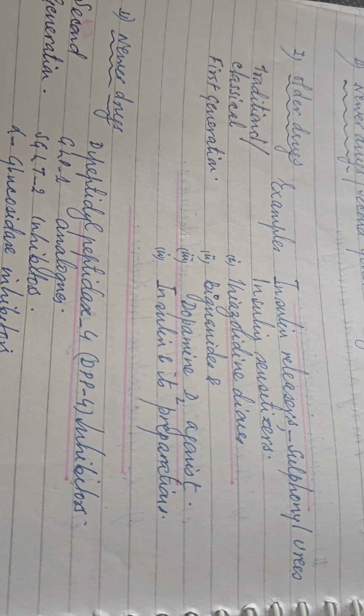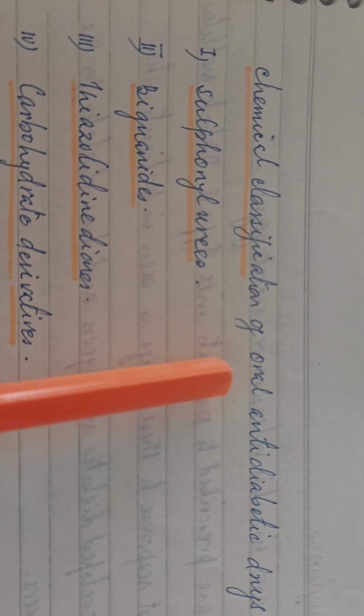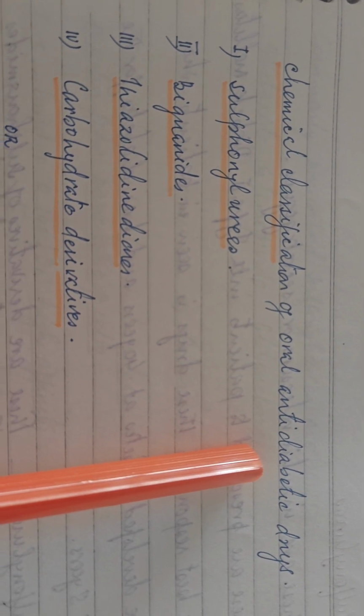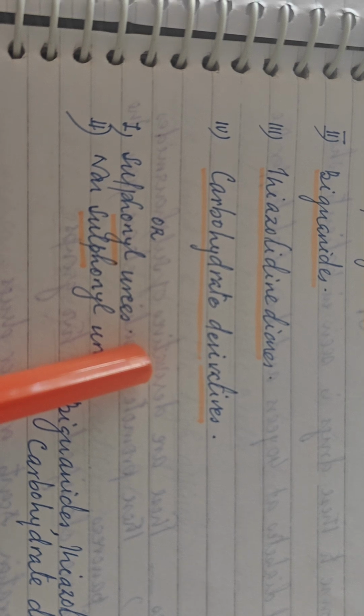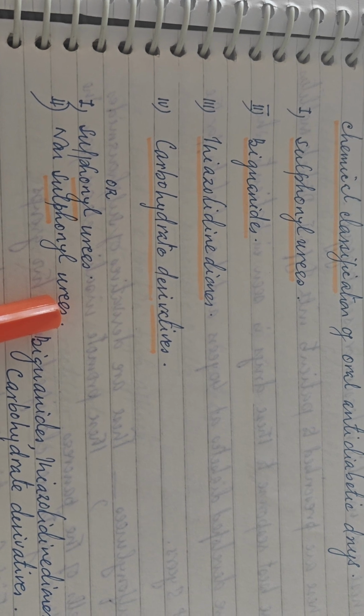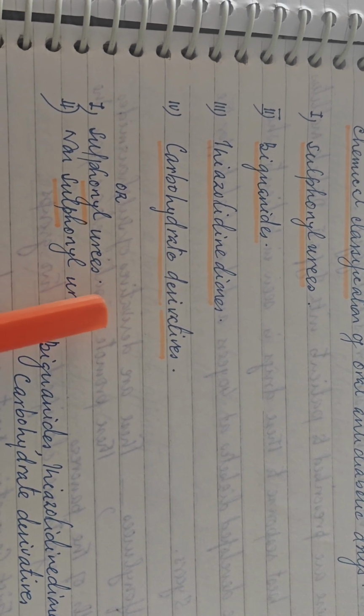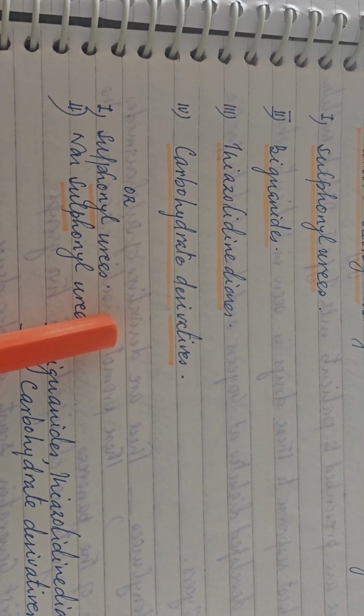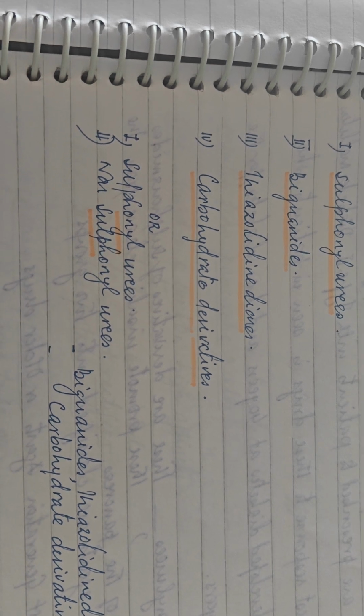We have another way of classifying antidiabetics, that is on the basis of a chemical structure. So chemical classification of oral antidiabetic drugs, we are talking sulfonylureas, biguanides, thiazolidinediones, carbohydrate derivatives, or you can say sulfonylureas and non-sulfonylureas. We can also group them like this also, that is antidiabetics given orally, they have a sulfonyl structure, sulfonyl ureas and non-sulfonyl ureas.